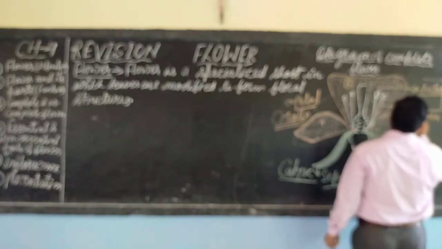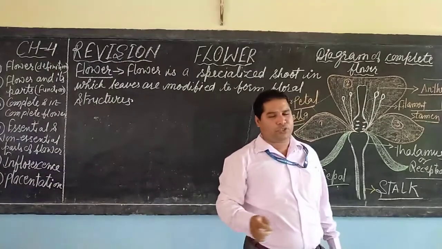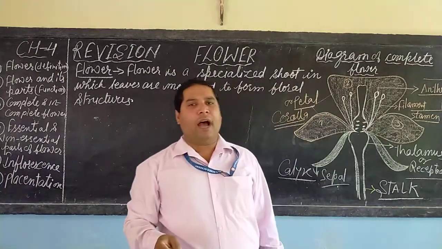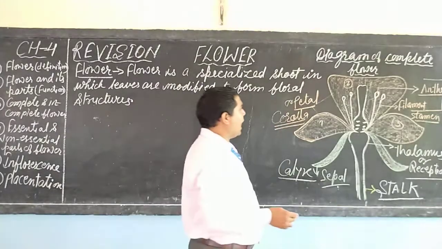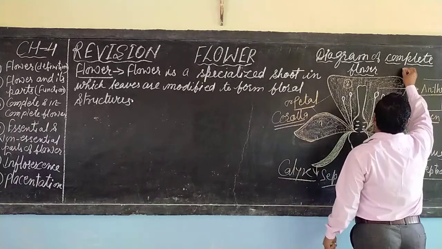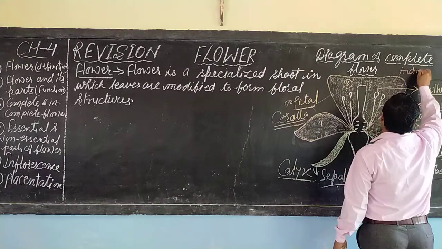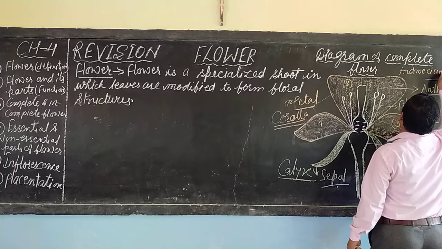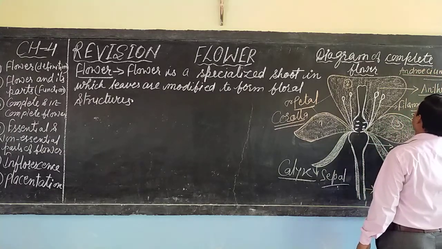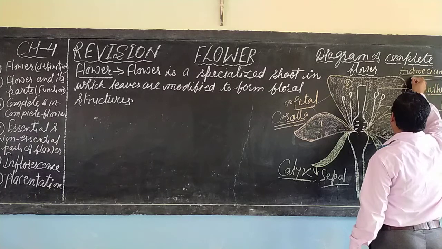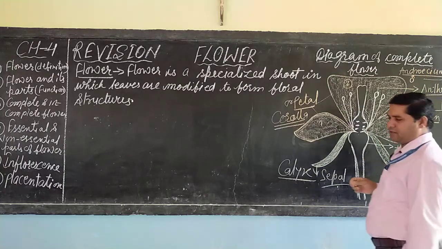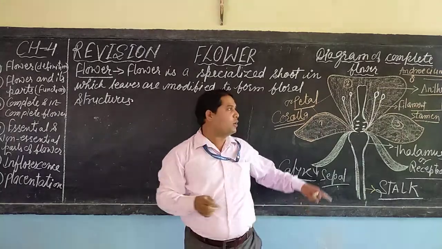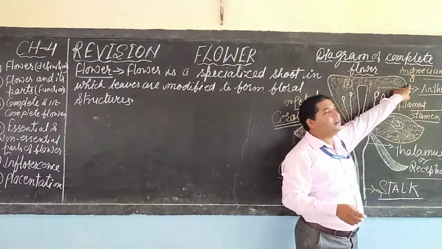The collective name of stamen is androecium. Androecium is the collective name of the male part. This male part is represented by a symbol. You see here, this is the symbol of the male part. Pay attention.